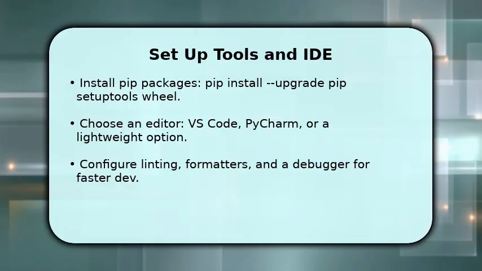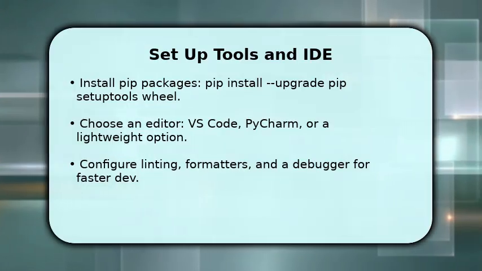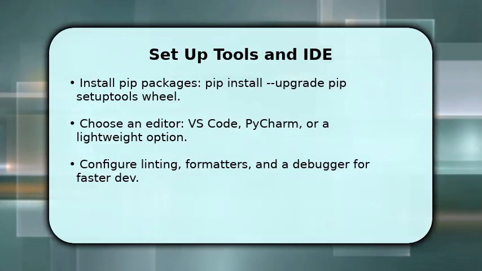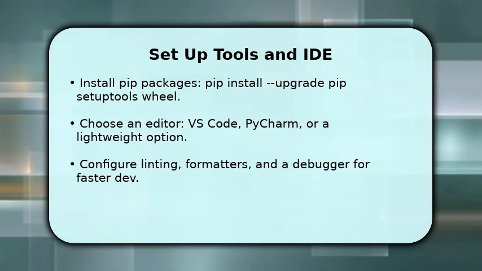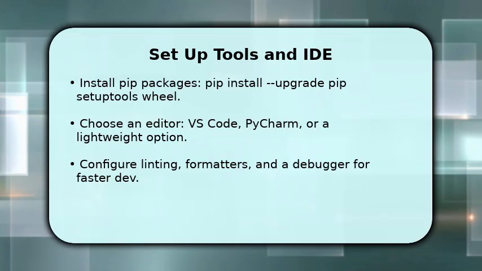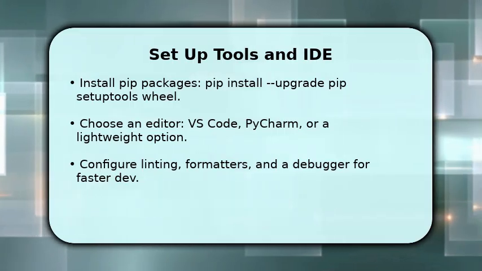First, upgrade pip and core packaging tools so installs are reliable. Then pick an editor. VS Code is versatile. PyCharm is feature-rich. Install the Python extension and link it to your interpreter. Once done, enable linting and a formatter like Black and set up the debugger in your IDE.